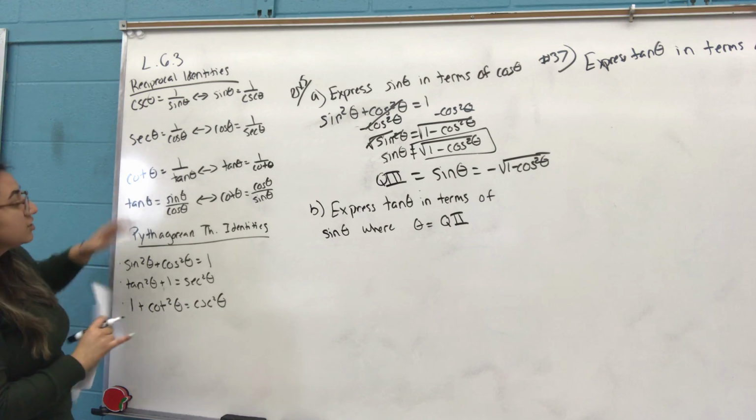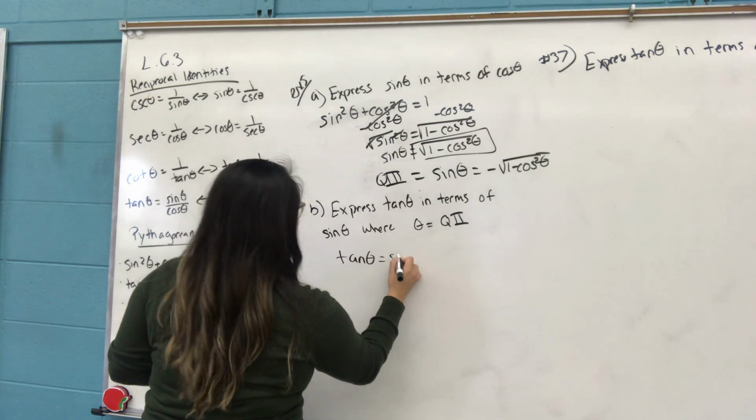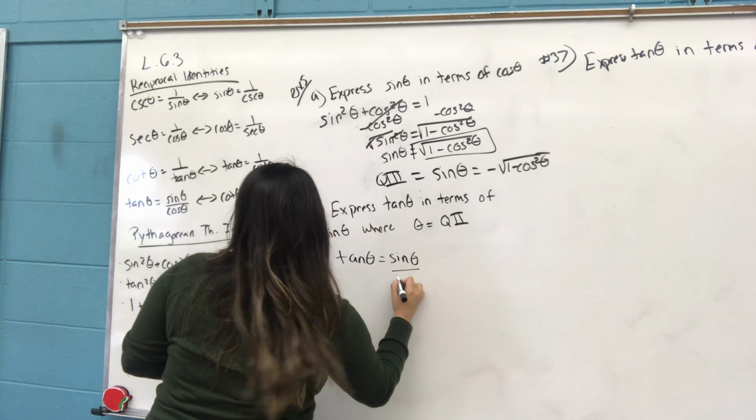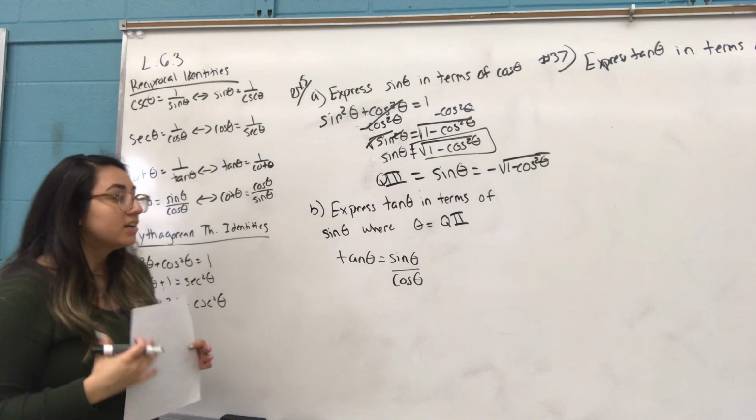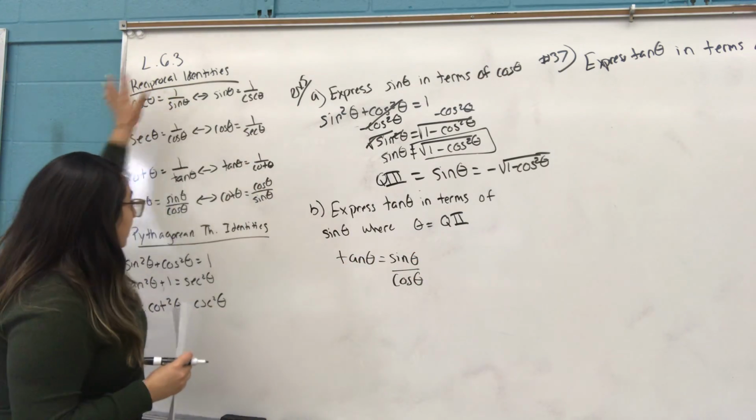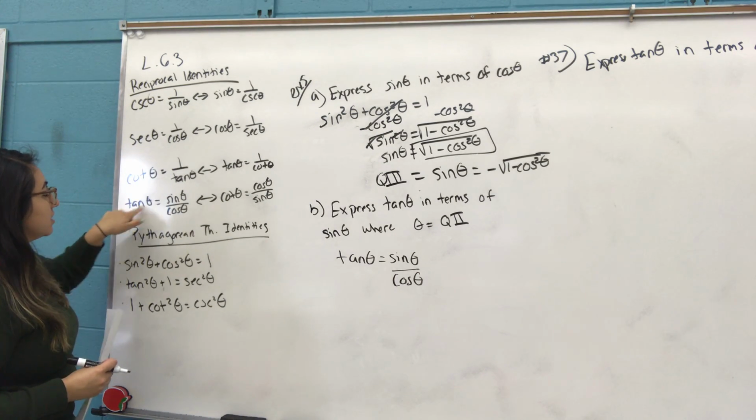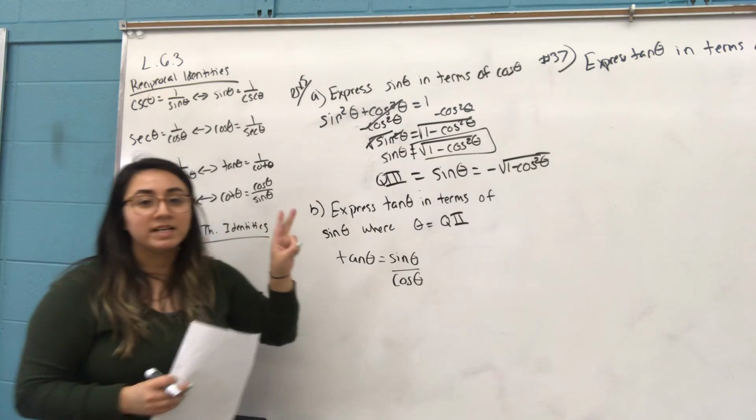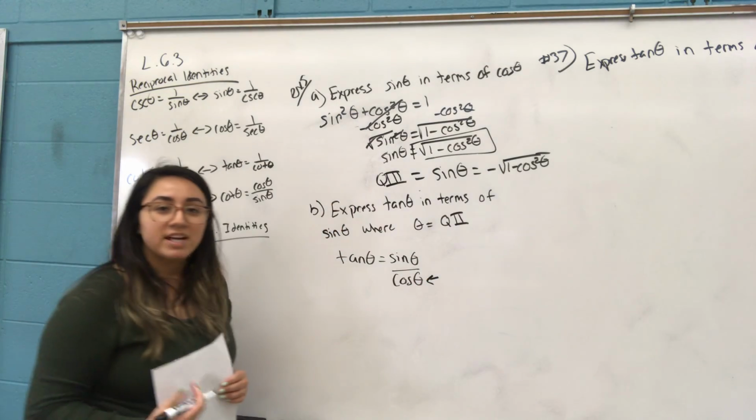But here I have tangent theta is equal to sine theta minus cosine. So we want tangent on the left side of the equation, and we want it in terms of sine. The only thing I found from all of these functions is this one right here, tangent is equal to sine over cosine. It has the two things we need, but it has something that we don't really need at all. We have that cosine there.